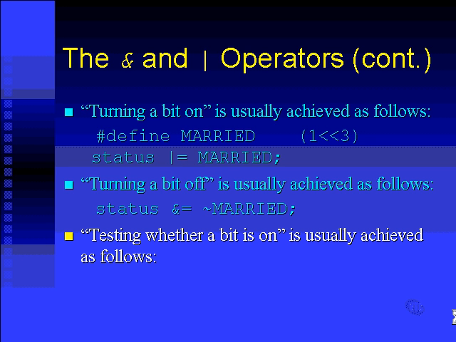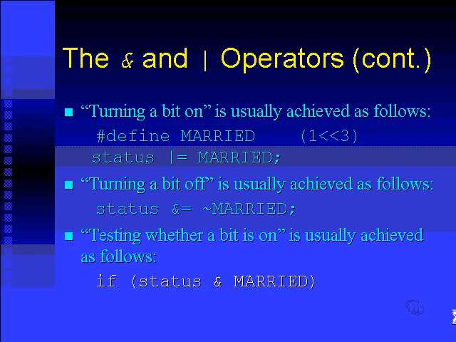Finally, it's quite easy to test whether a bit is on or off using an if statement as follows. You can simply say if status and married, and that will return, well, it doesn't actually return 1 or 0, it actually returns a number that's non-zero or 0. And the non-zero value that it will return is, well, it'll be married. It'll be 1 shifted left 3, or 8. So the result of that if statement will either be 8 or 0.